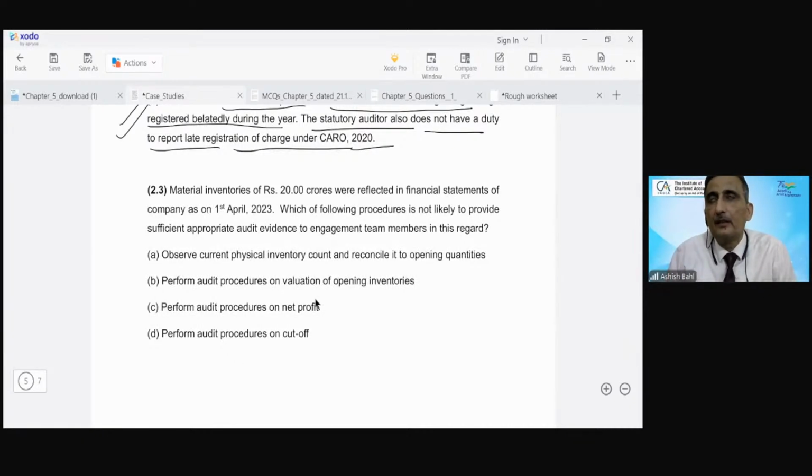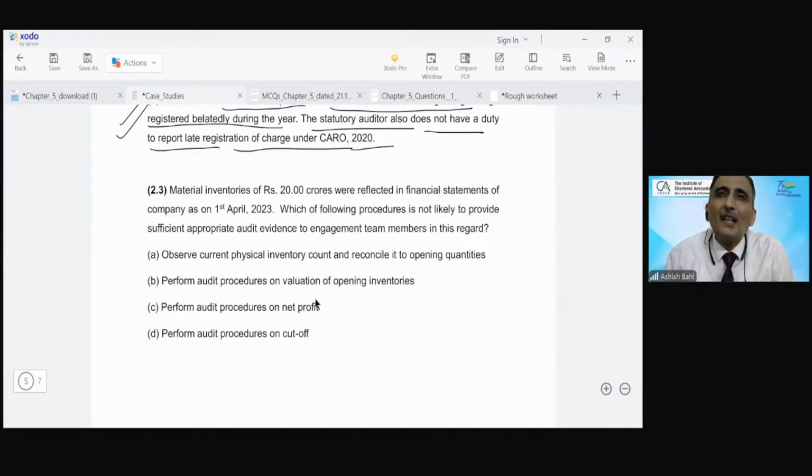Yes, anyone. I have explained to you the situation. The auditor was appointed in AGM held on September 23 for a period of 5 years. He is auditing for the first time for year 23-24, and there is opening stock of 20 crores reflected in financial statements for the year 23-24. Yes, Pranjali, great, you are right. It is SA 510. SA 503, Ankit? There is no SA 503.